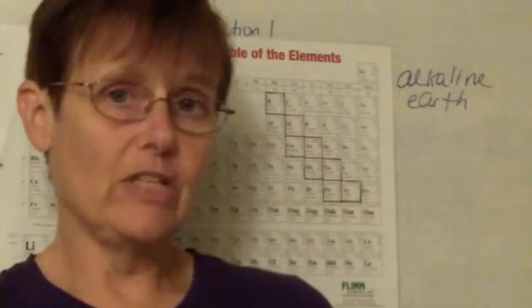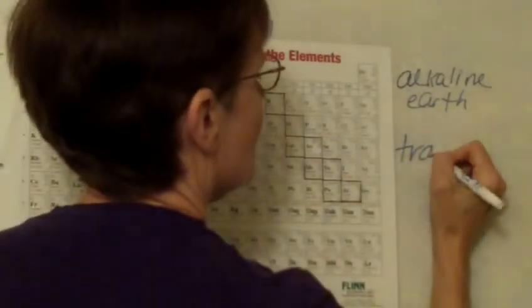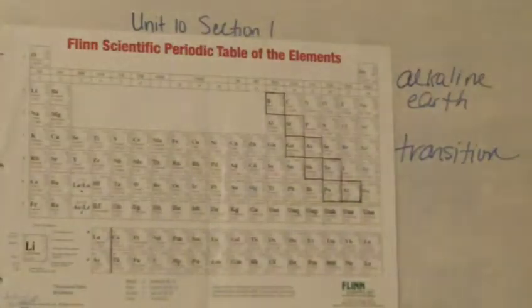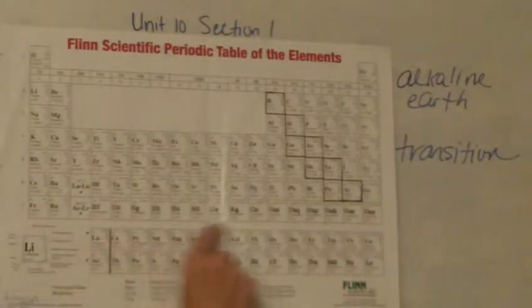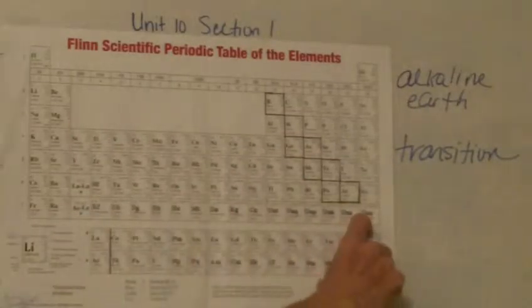Now, in the center of the table, we have this great big chunk. Those are called transition metals. This great big chunk here is called inner transition metals. So transition metals and inner transition metals.